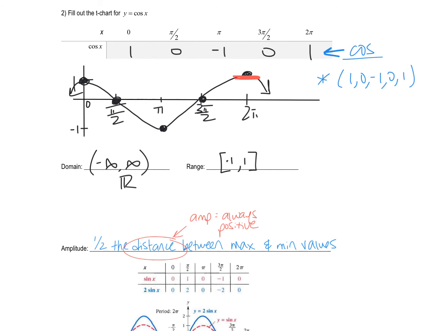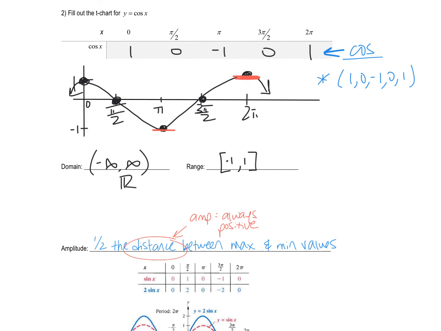It's up here at y equals 1. Here's my minimum value, and you guys know what max and min means from Algebra 2. Maximum is the highest value on the entire graph. So even though this continues to the left forever and to the right forever, the absolute highest value is here at y equals 1. The absolute lowest value is -1. And the distance between that is 2 units. The amplitude is half the distance, so 1 unit.